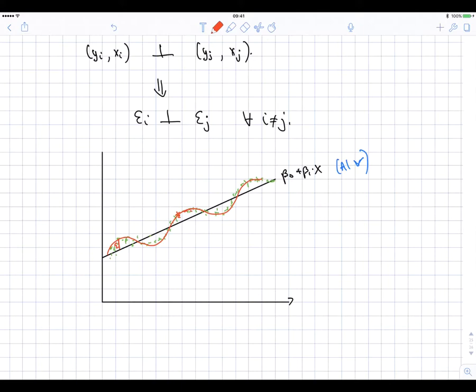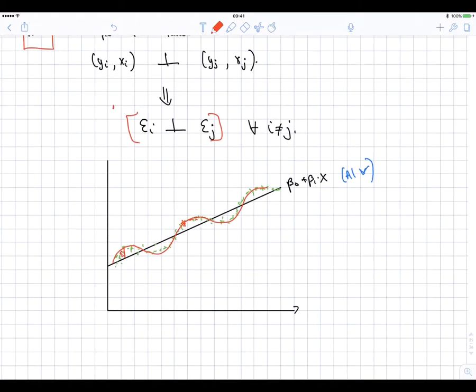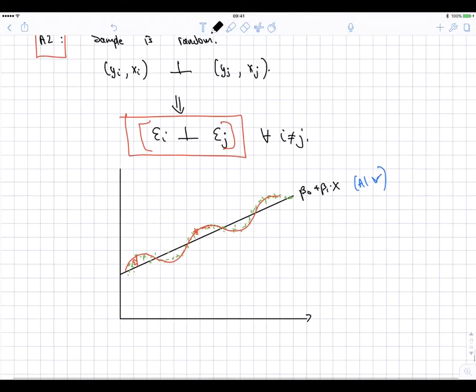The assumption A2 of random sampling really tells you that the different data points are independent of one another. The epsilons are independent of one another. So knowing epsilon 1 doesn't give you any information on what epsilon 2 would be. Understand that this assumption 2 is quite crucial, but it really boils down to the idea that epsilon 1 and epsilon 2 are independent. They are random, but they're independent.